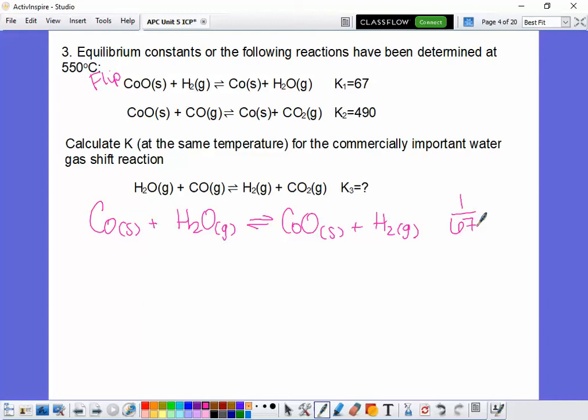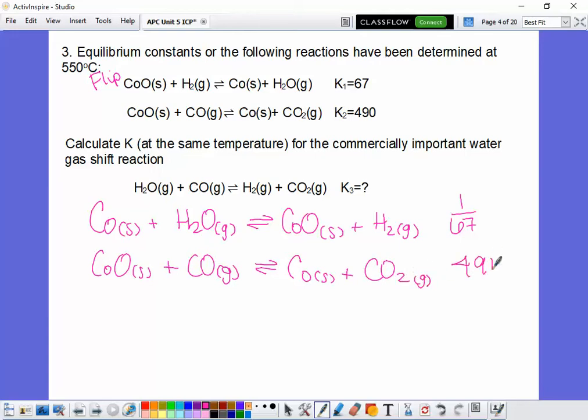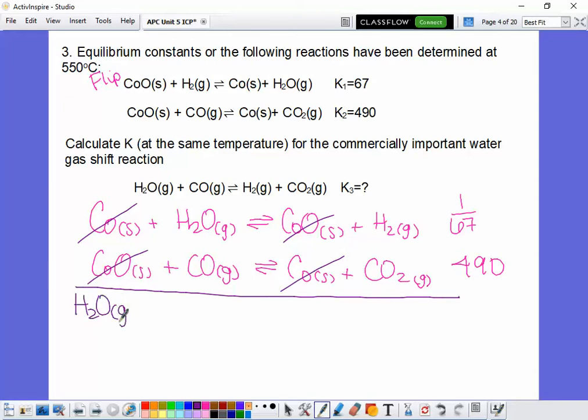Are we going to do anything to the second equation? Nope. I'm just going to bring it down so we can cancel out the things we don't want. And that stays as 490. Okay, so when we add these two equations together, the cobalt and the cobalt oxide substances cancel out. So all my solids cancel out. And I get H2O gas plus carbon monoxide gas goes to hydrogen gas and carbon dioxide gas.